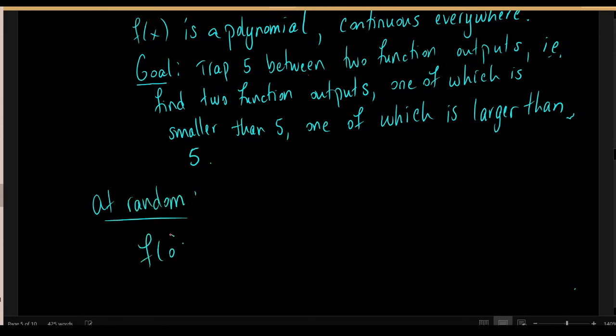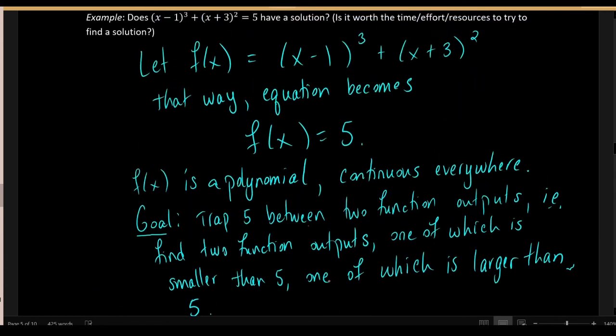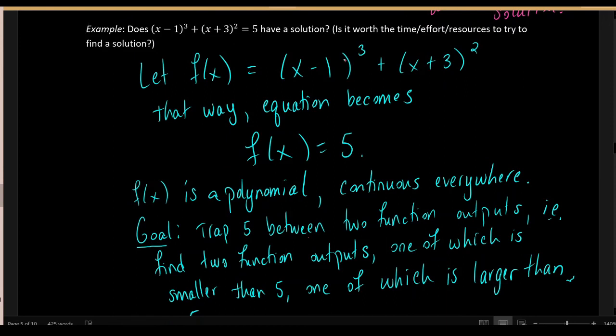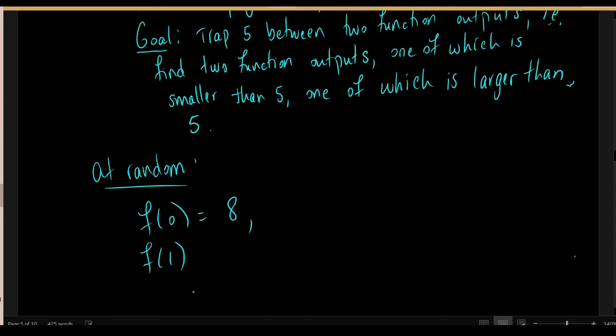For example, I might start with f of 0. 0 is a great number to start with, generally speaking. If I plug 0 into this function, then I get negative 1 cubed plus 3 squared, and the result of that is 8. Okay, so I have achieved one output which is larger than 5. So now my goal is to get an output which is smaller than 5.